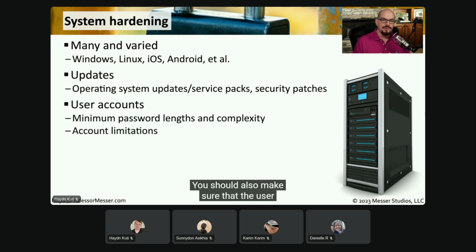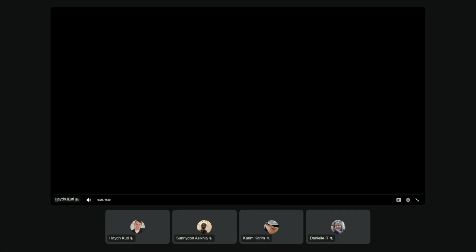You should also make sure that the user accounts on these systems are well secured. One of the ways to do that is with a password policy. You could set a rule that says that there should be a certain minimum password length and there should be a certain complexity associated with those passwords. For example, your password should be at least 8 characters long, and the password itself should include uppercase characters, lowercase characters, numbers, and special characters.